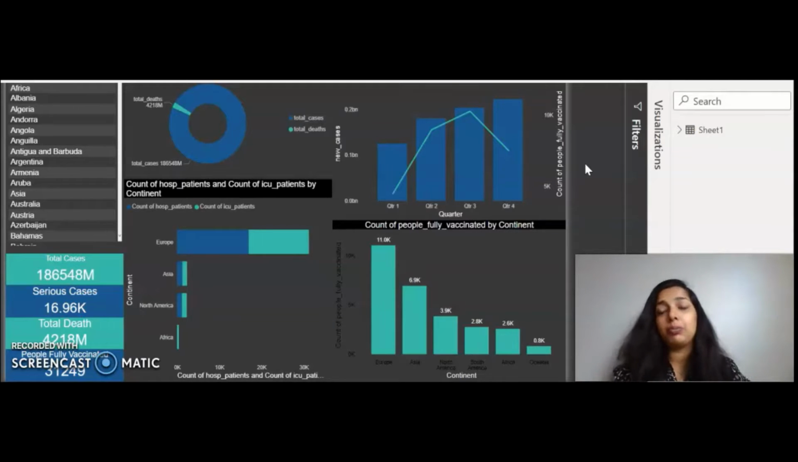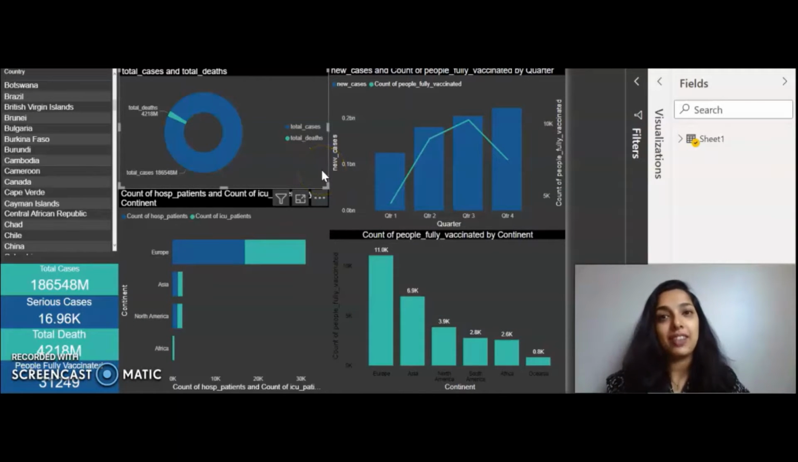Here, with the help of the Power BI visualization tool, we were able to gain certain information regarding the COVID dataset, and also plot certain charts to help us know more about it. Here we could see that the total number of cases reported were 1,86,548 million, while serious cases reported were 16.96k, the total deaths reported were 4,218 million, and the people fully vaccinated were 31,249. Now, let's look into the charts that we have plotted.